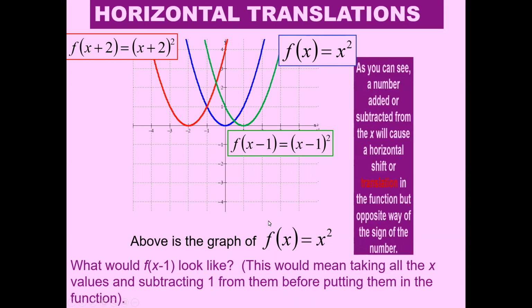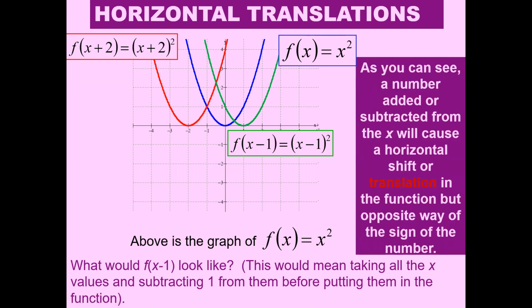As you can see, a number added or subtracted from the x will cause a horizontal shift or translation in the function, but in the opposite way of the sign of the number. So you started with the blue graph. If they give you plus inside, you're going to shift left 2 units. So we shifted left 2 units from the original. If they give you a subtraction, you're going to move to the right. So it's the opposite sign. That's what it says right here, opposite way. So with minus 1, we shifted to the right 1 unit.